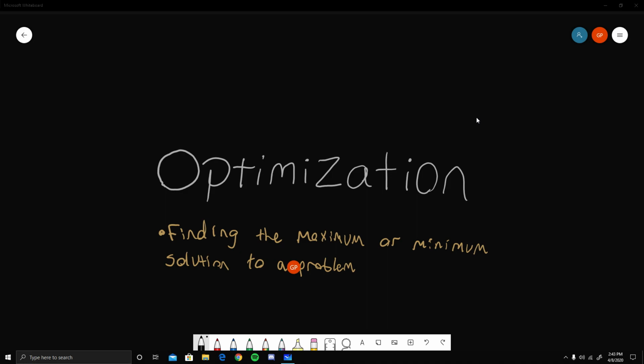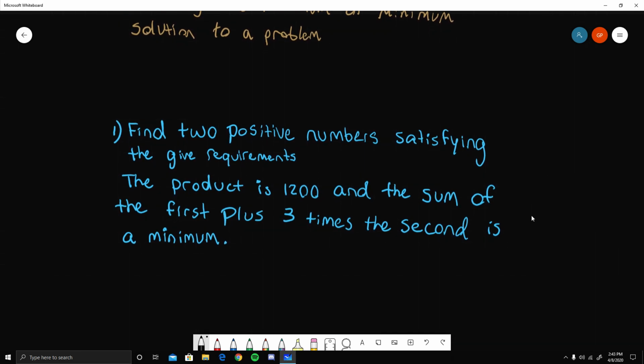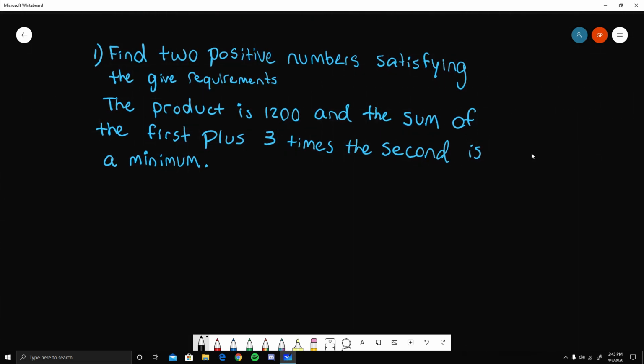So now I'm going to go through a couple examples with you guys of some problems you might encounter while doing optimization. So the first problem reads, find two positive numbers satisfying the given requirements. The product is 1200 and the sum of the first plus 3 times the second is a minimum.